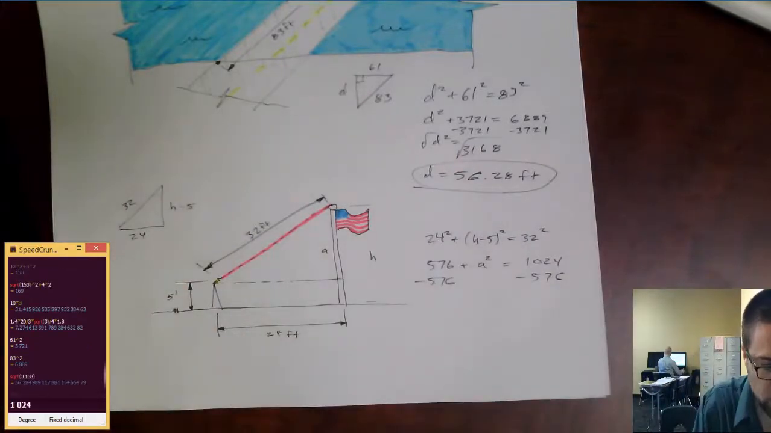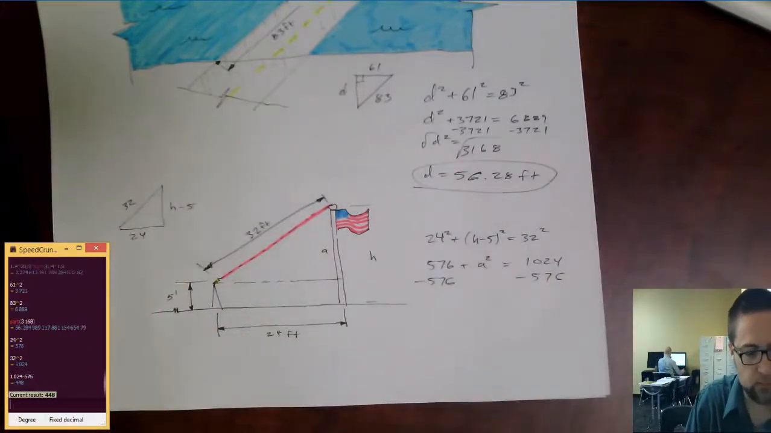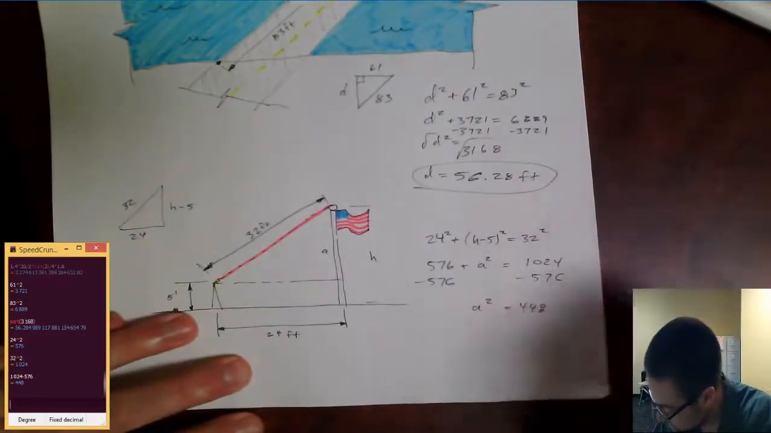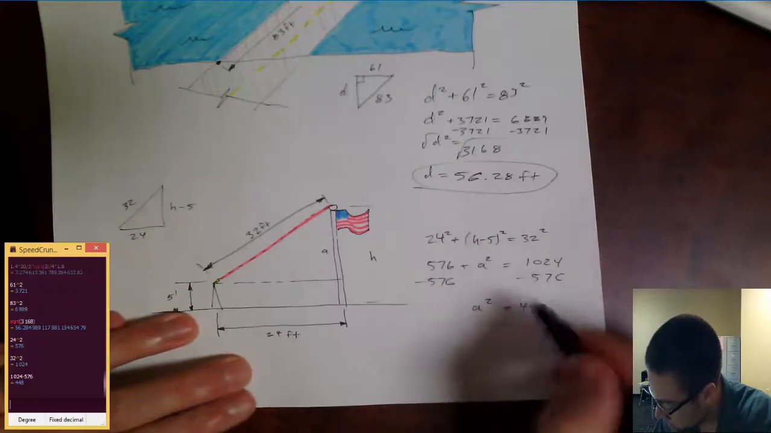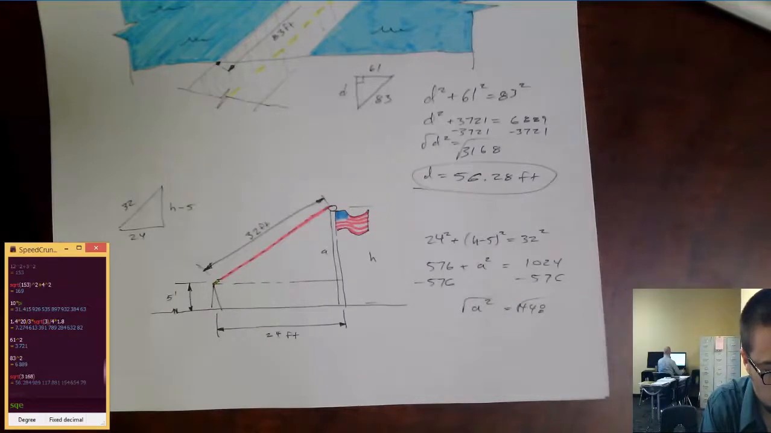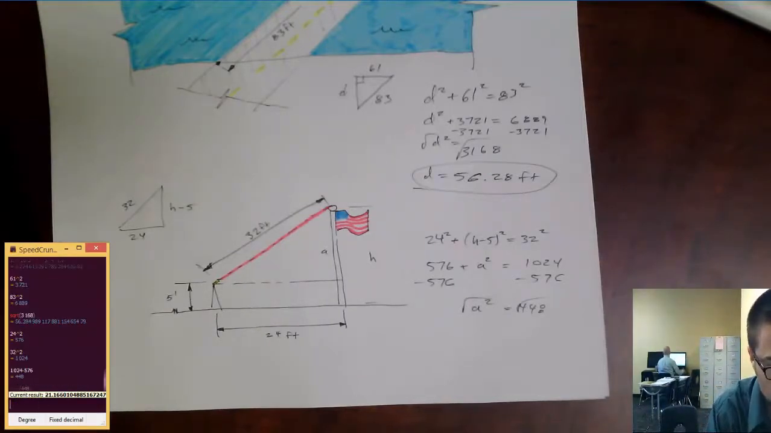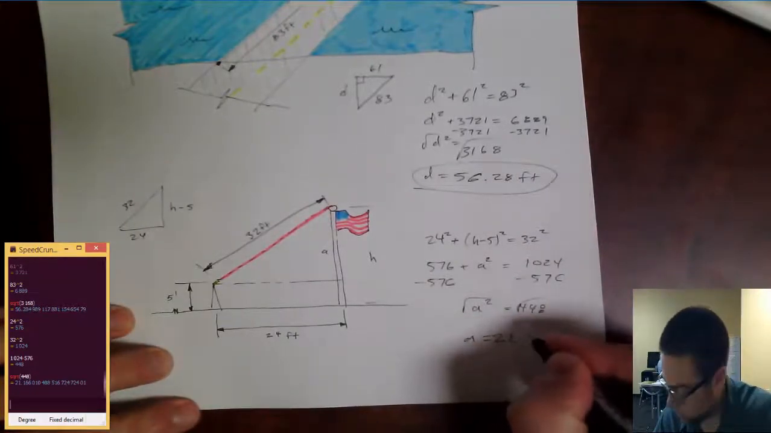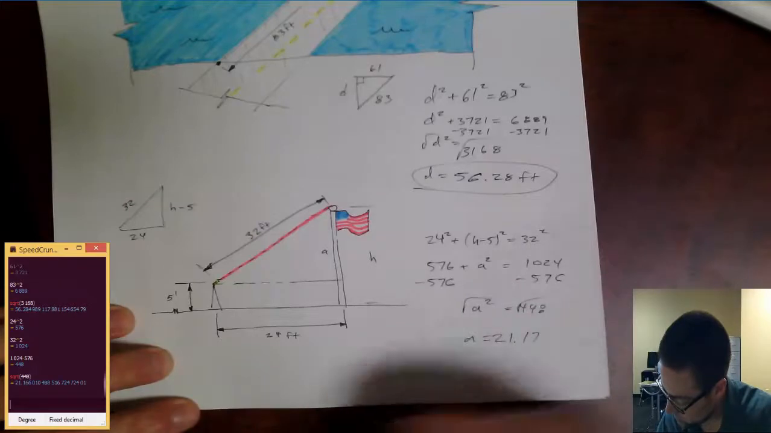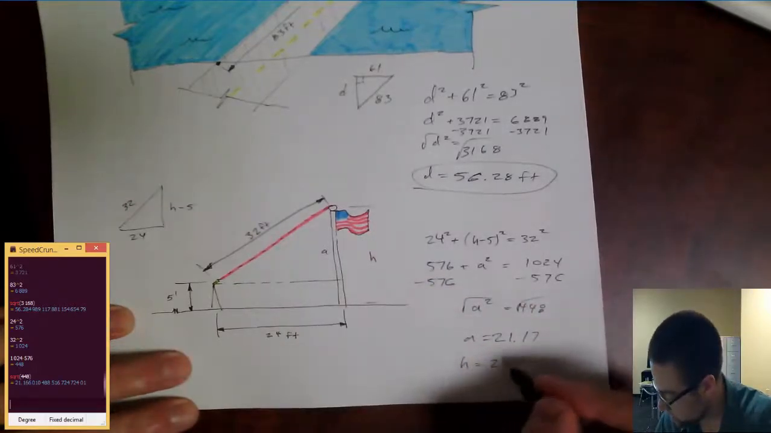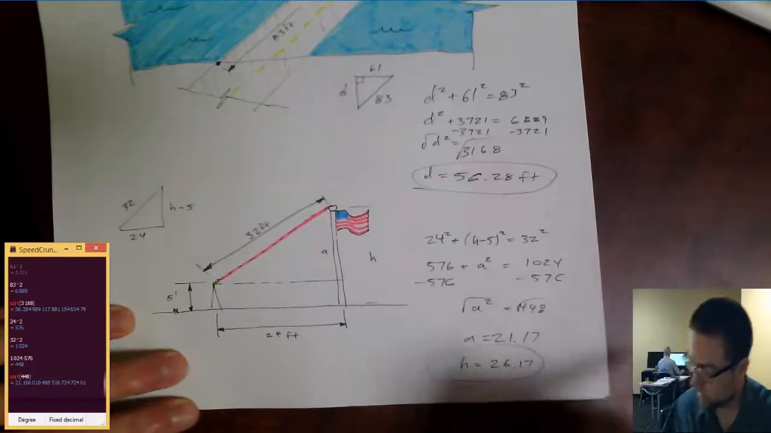So 1024 minus 576 is 448. And I'll square root both sides. And a has a distance of 21.17. So that means h would be 5 more, right? So this is just 26.17. And that's it.